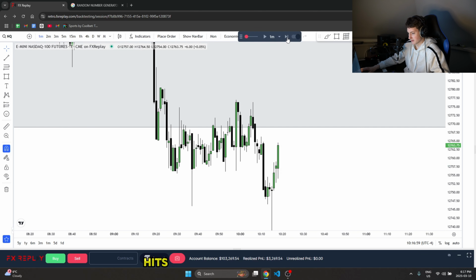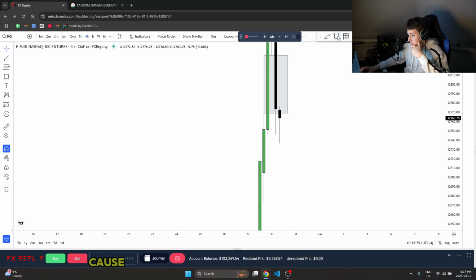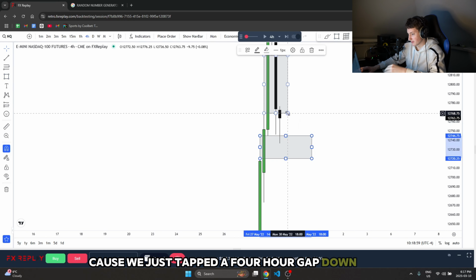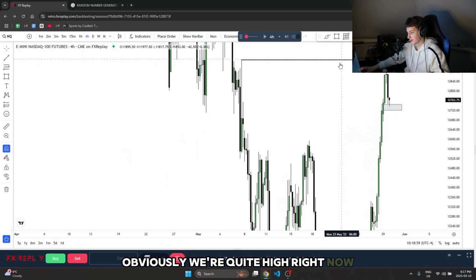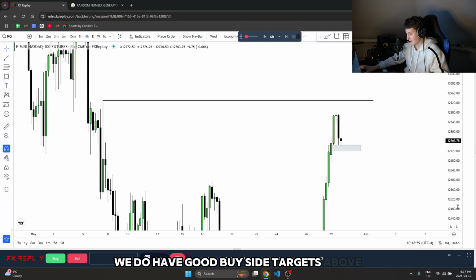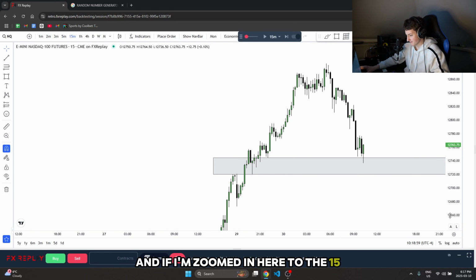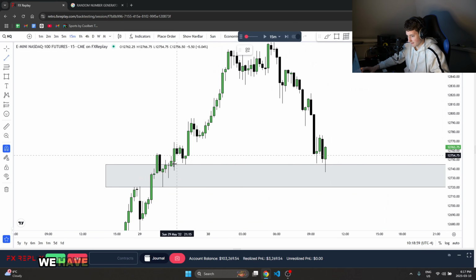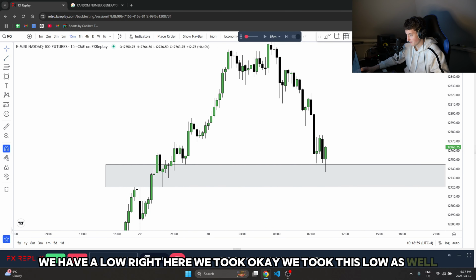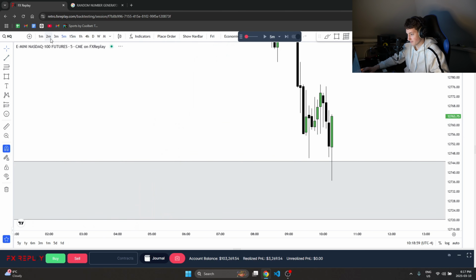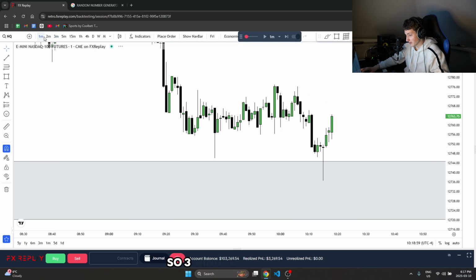10 a.m. hits. That looks pretty good. Because we just tapped a 4-hour gap down here, which I like because this one's more in discount. Obviously, we're quite high right now, but we do have good buy side targets above. And if I'm zoomed in here to the 15, we have a low right here. We took this low as well. And all these gaps are getting inversed. So 3-minute, 2-minute.